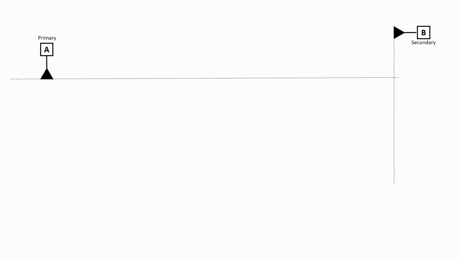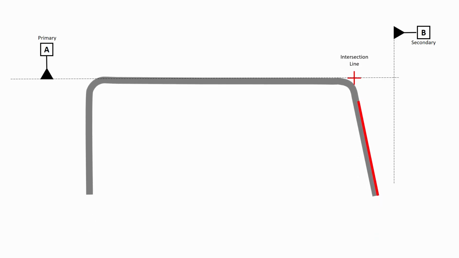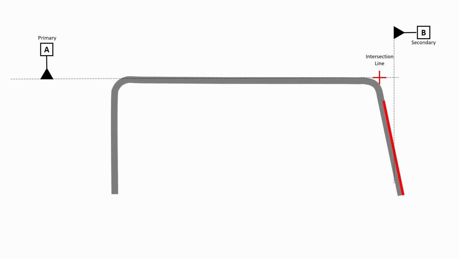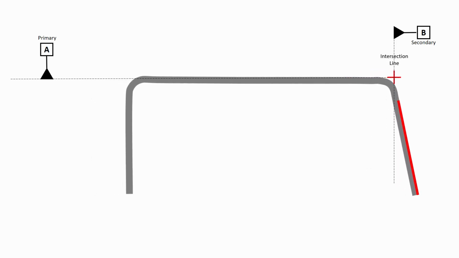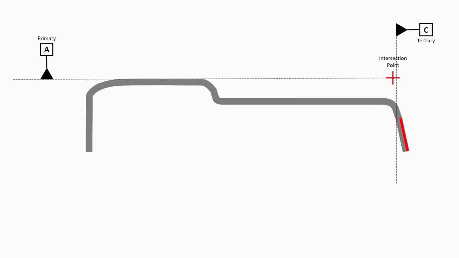So let's summarize. First, the primary feature is aligned. Then the secondary feature is aligned at the intersection to the primary feature. And finally, the tertiary feature is aligned at the intersection of the primary and secondary features.